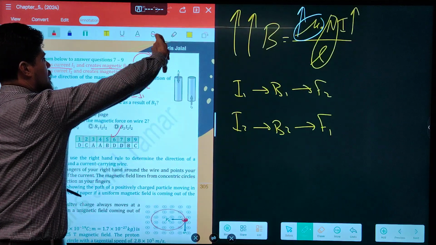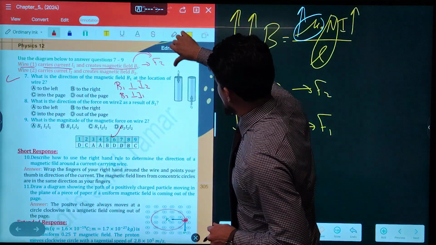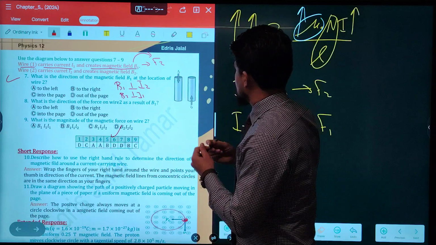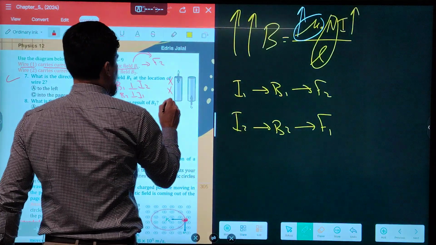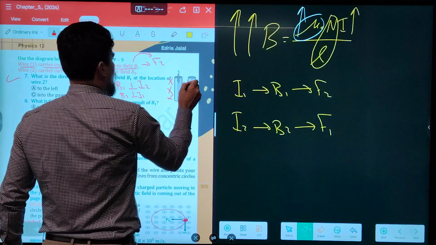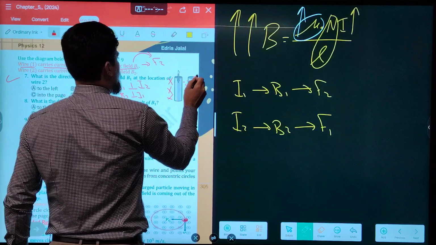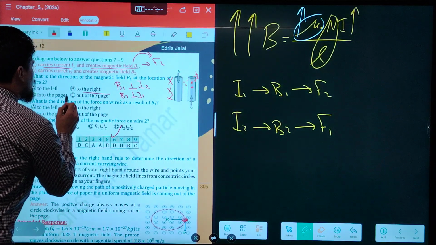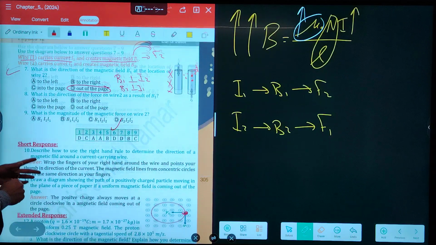At wire 2, here, current is in downward. Here is into the page, here is out. Here is into the page and here is out. At the location of wire 2, the dot is out of the page. Out of the page. D is correct.